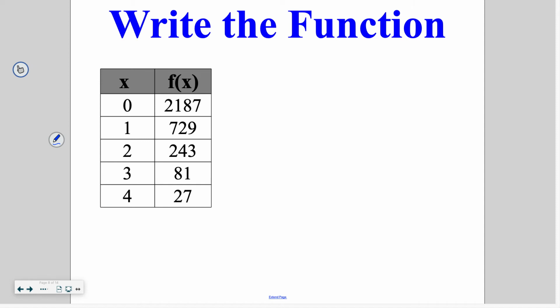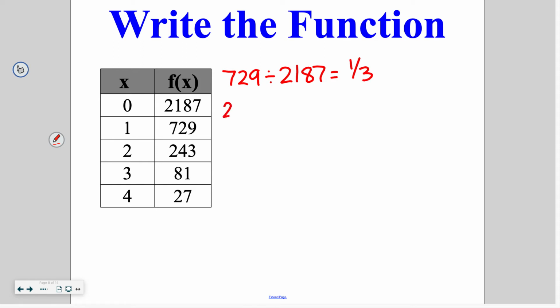In order to do that, we're going to need to be able to identify the b value, that constant ratio of change, and our a value, that starting amount. In order to find your b value, you're going to look at your outputs. So I'm going to take 729 and divide by 2,187. That's going to give me 0.3 repeating, or 1/3.